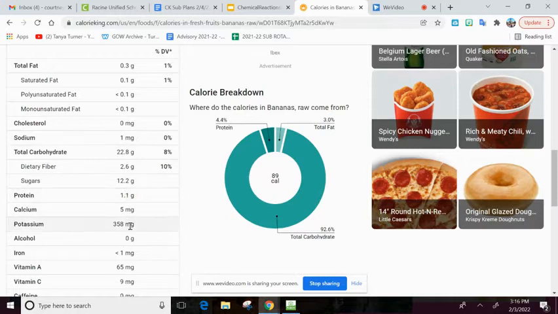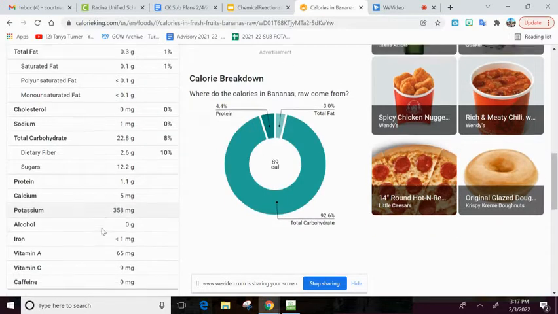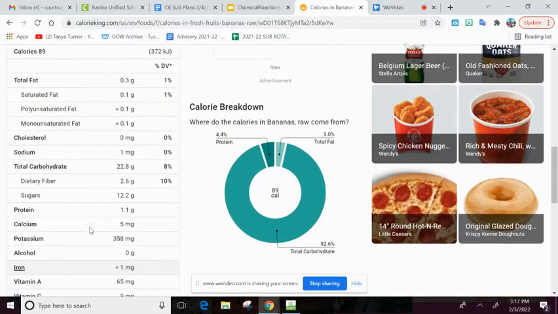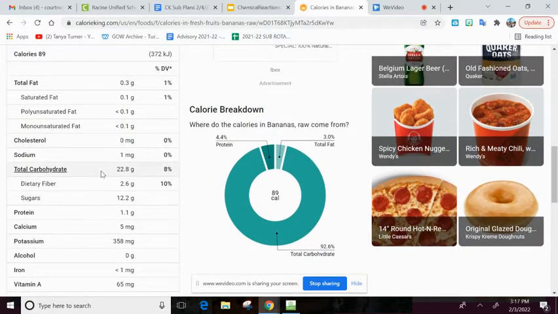If you look at potassium, it says that it has 358 milligrams. Milligrams, remember, we have to move that decimal over 3 spots, so it would be 0.3 grams. So that's not the biggest. Anything with an mg is actually smaller than a g for grams. So the total carbohydrates in grams would be 22.8 grams, and I believe that is our biggest number. So we're going to write that down in our banana.